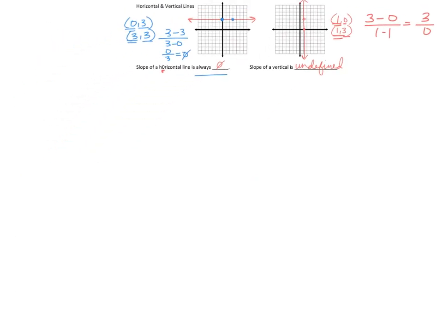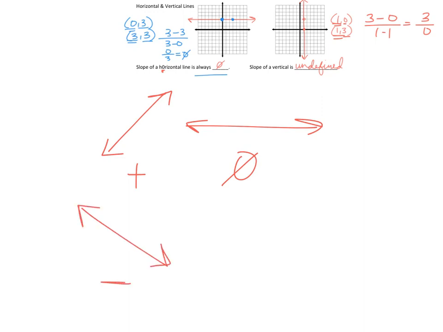Okay, last thing. What kind of slope is this? Positive. What kind of slope is this? 0. What kind of slope is this? Negative. And what kind of slope is this? It's undefined. Okay? Any questions on that?